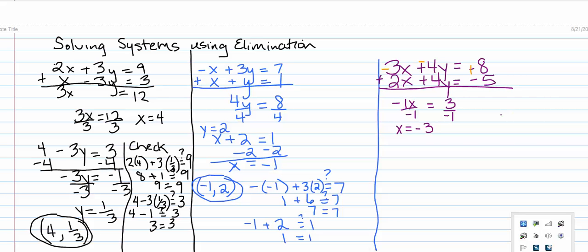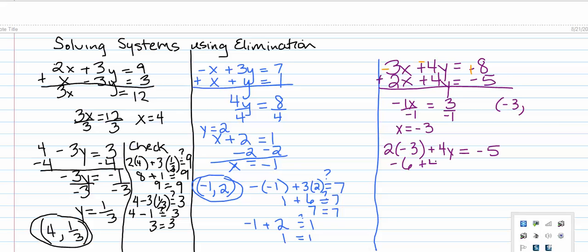Okay, now I can choose to substitute that x into either equation that I want. I'm just going to go with the bottom one because I haven't made any changes to that or messed it up in any way. So 2 times -3 plus 4 times y equals -5. I'm going to use this to help me find the value for y. 2 times -3 is -6.